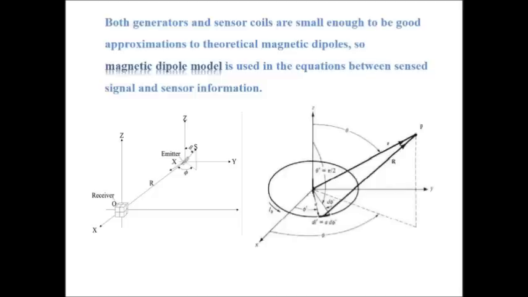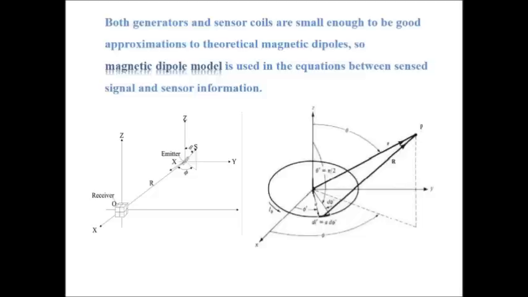As the voltage induced in the receiver is only related with the position and the orientation of the emitter, formulas with induced voltage and position of the emitter x, y, z, the inclination angle theta and rotation angle phi can be formed. Both generators and sensor coils are small enough to be good approximations to theoretical magnetic dipoles, so the magnetic dipole model is used in the equations between sense, signal, and sensor information.